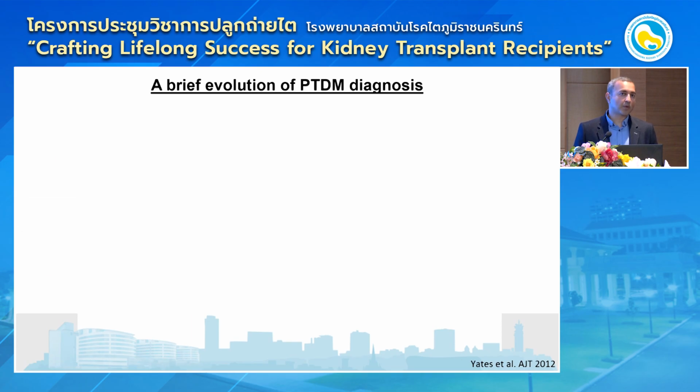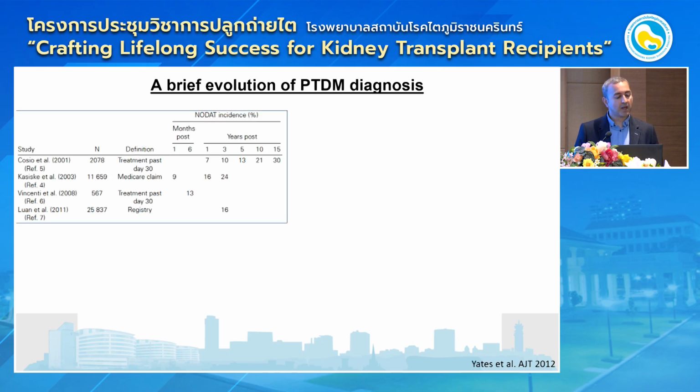And when it comes to diagnosis, the first thing to acknowledge is that it's only in the last 15, 20 years or so that we've gone much better at diagnosing post-transplant diabetes. Because previously, if you looked at the literature, different definitions were used by different investigators. It could be who was on treatment at 30 days or 3 months, depending on insurance claims. And that's why in the publications you would get this very wide range of incidences because we were all using very different definitions.